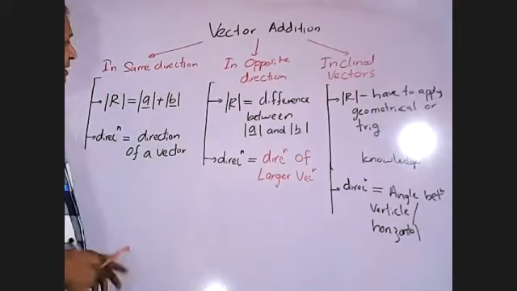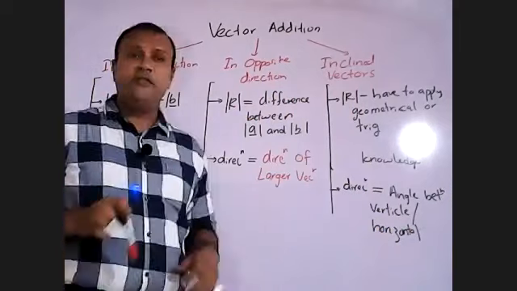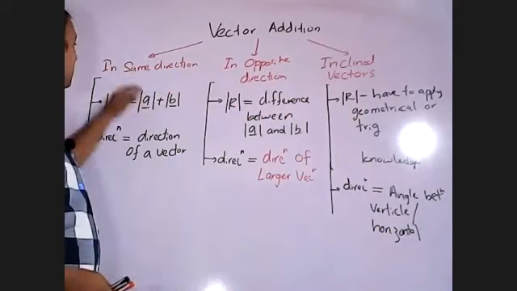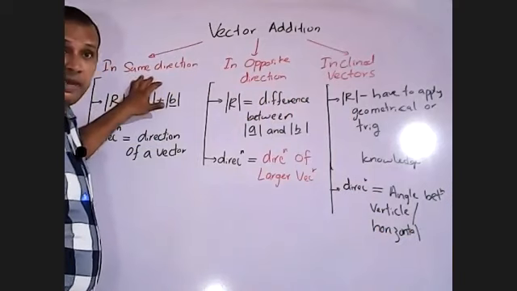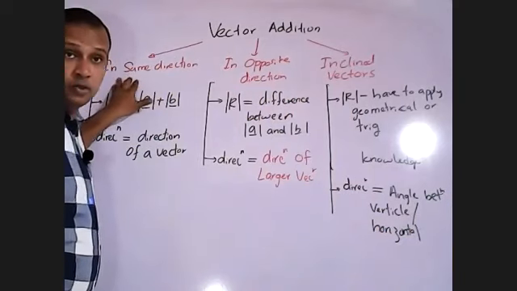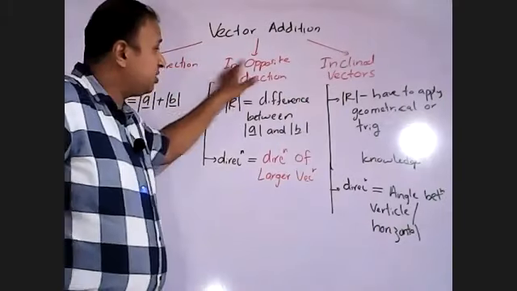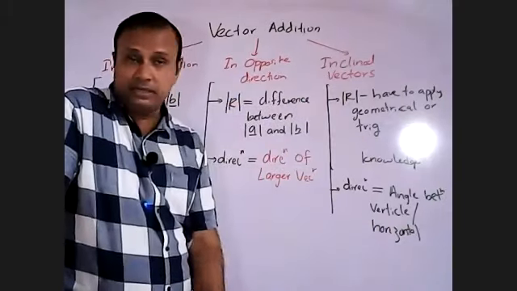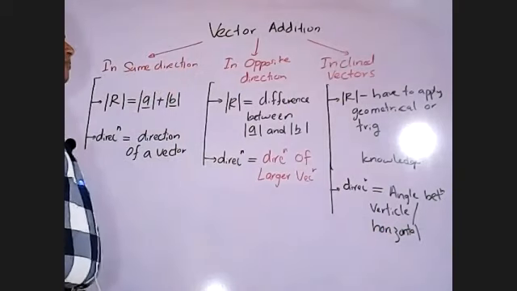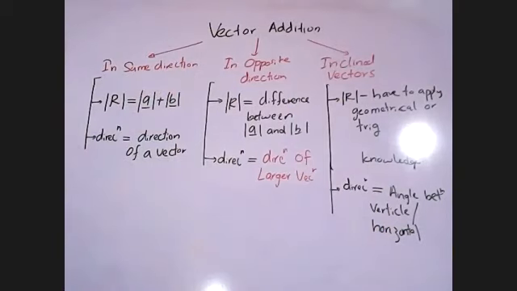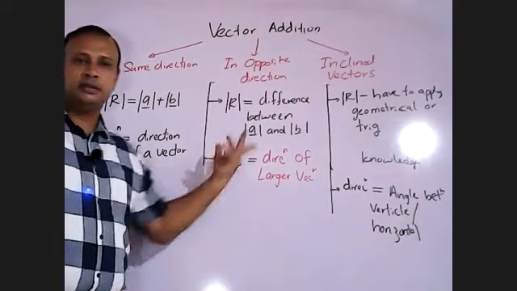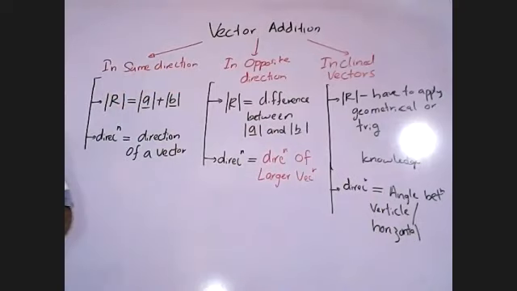Okay, so this is the summary of vector addition. We have discussed two vectors in same direction, two vectors in opposite direction, and inclined vectors. Write this chart.